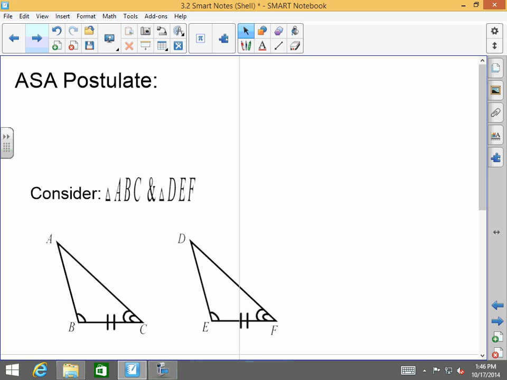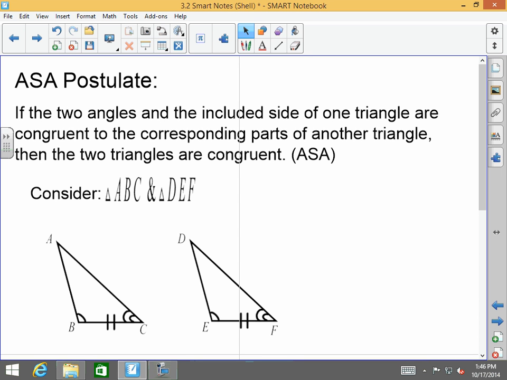Now we have the ASA, which stands for angle, side, angle. The ASA postulate, or the angle, side, angle postulate, states that if 2 angles and the included side of one triangle are congruent to the corresponding parts of another triangle, then the 2 triangles are congruent. Angle, side, angle. Let's check out the correspondences here and the congruencies, and let's see if we could make this more understandable for you guys.